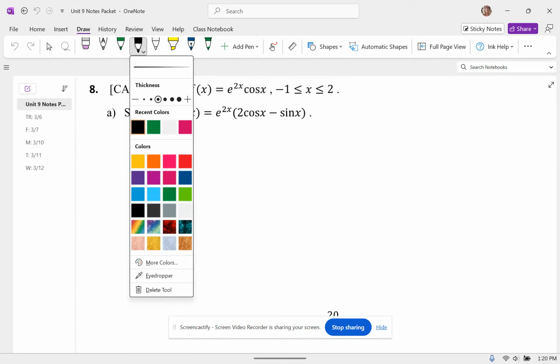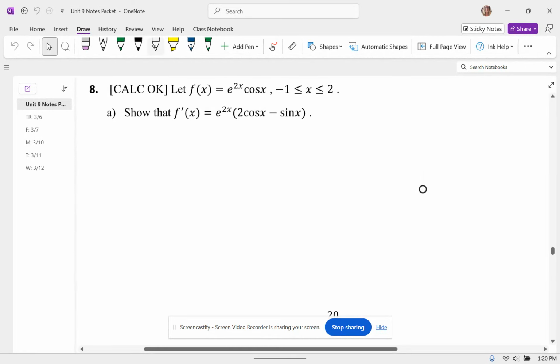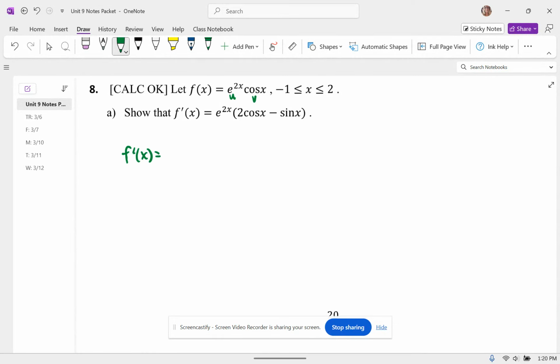All right. So I have the product of two functions. This is the first function. This is the second function. In order to find the derivative, I'm going to use the product rule. When I take the derivative of e, I write e to the stuff times the derivative of the stuff. The derivative of cosine? Negative sine. I was right.